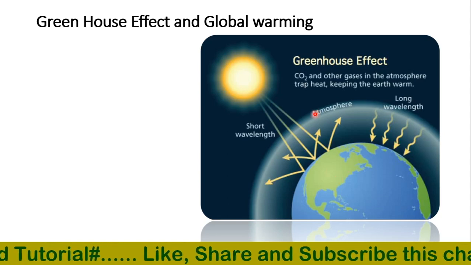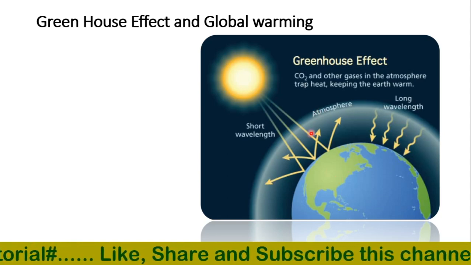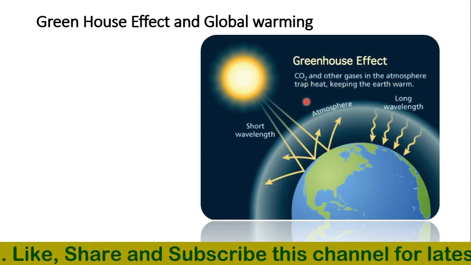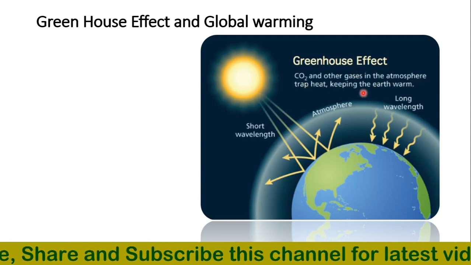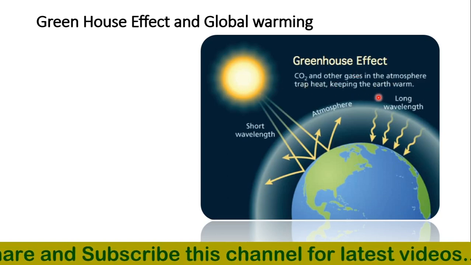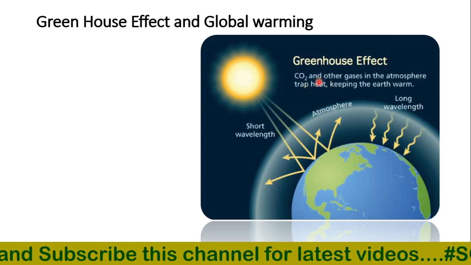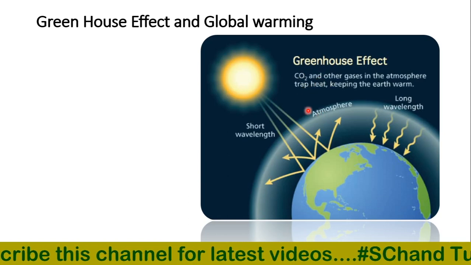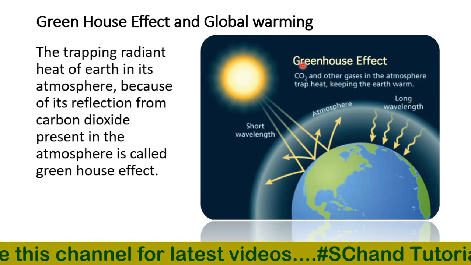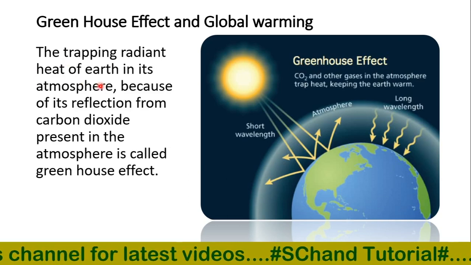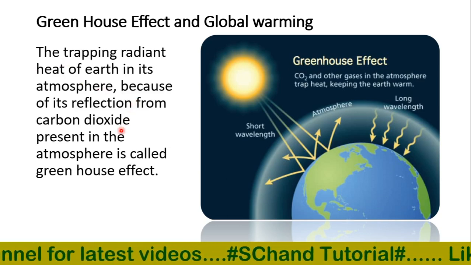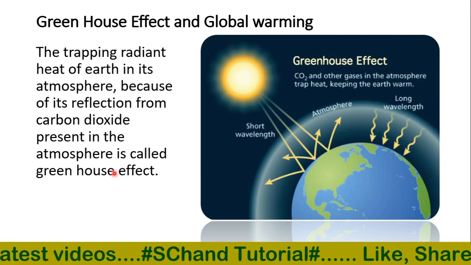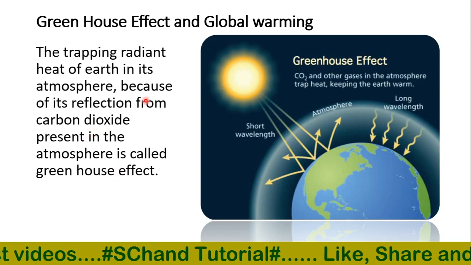Because of that, our earth surface remains warm. And it is because of the greenhouse gases present in the atmosphere, like carbon dioxide and other gases, methane, which are absorbing and trapping this heat from the sun. These are called the greenhouse gases. This effect, the warming of the earth surface, is called the greenhouse effect. So the trapping of radiant heat of earth in its atmosphere because of its reflection from the carbon dioxide present in the atmosphere is called the greenhouse effect. This is the definition of greenhouse effect.